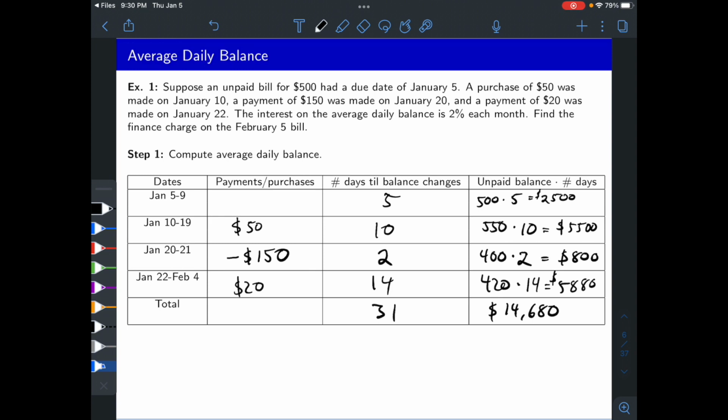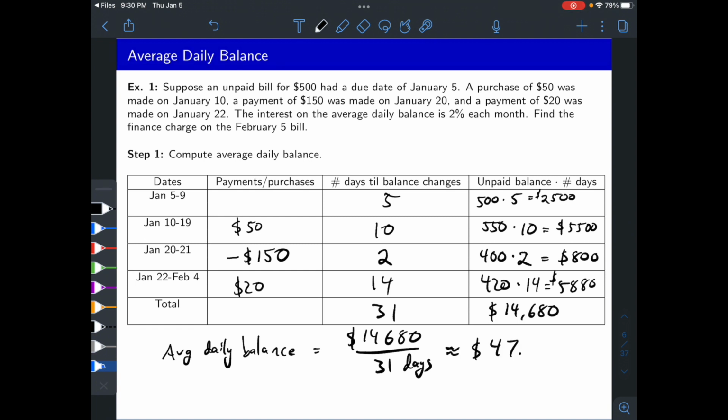Okay, so now to compute the average daily balance, this is just going to be that total, 14,680 divided by 31 days, which is equal to, let's just say roughly equal to $473.55.